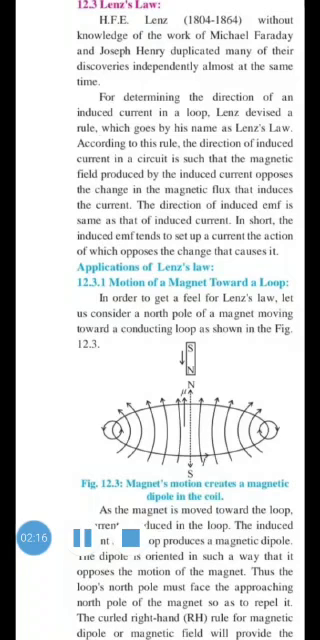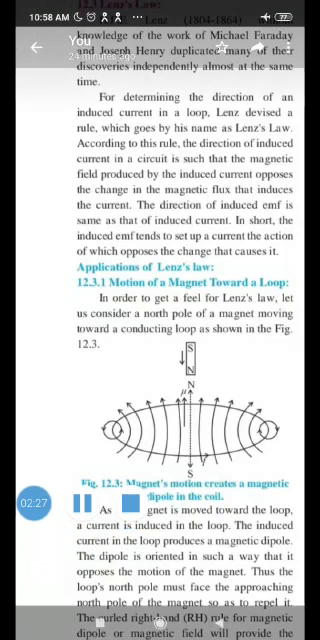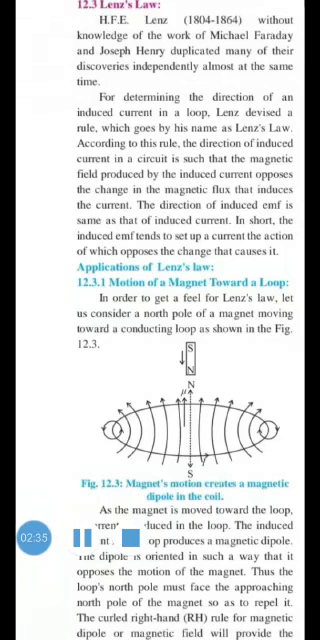Now we consider the applications of Lenz's law. First application: the motion of a magnet towards a loop. Consider this simple experiment. Let us consider a magnet and a conducting loop, as shown in the figure. When the magnet is moved towards the loop, a current is induced in the loop.